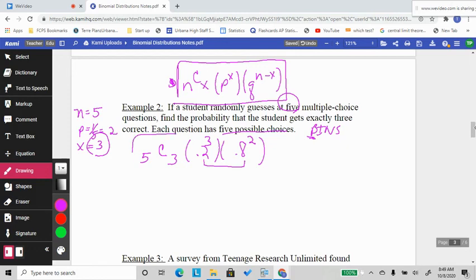This part right here is called a combination. It's a function on your calculator, and you can write it either like this or you can write it like this. Either way, it doesn't matter how you write it. I tend to write it like this just because it's an old habit. But this is telling me I have 5 questions and I'm choosing 3 of them to be right. This gives me all the combinations of right.